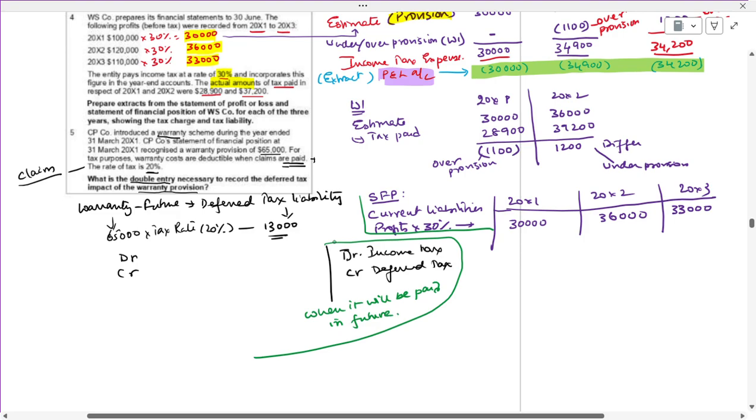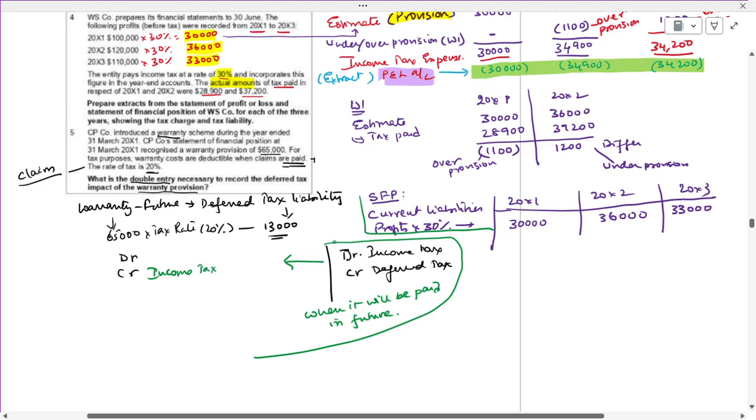Here debit expenses, you have to estimate the liability. And now in terms of warranty, what do we have to pass here? Are we paying now? No, in future. Are you paying now? You are not paying now. If you are not paying now, it will be your income tax.